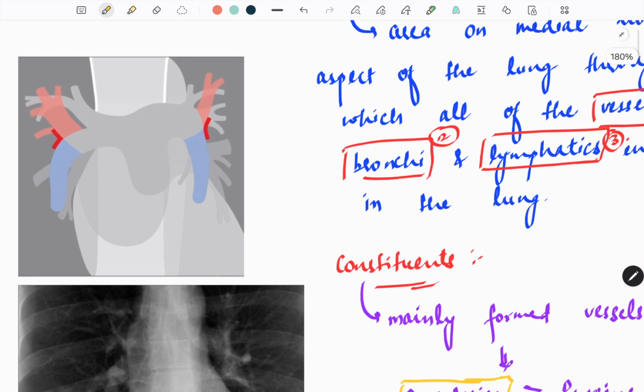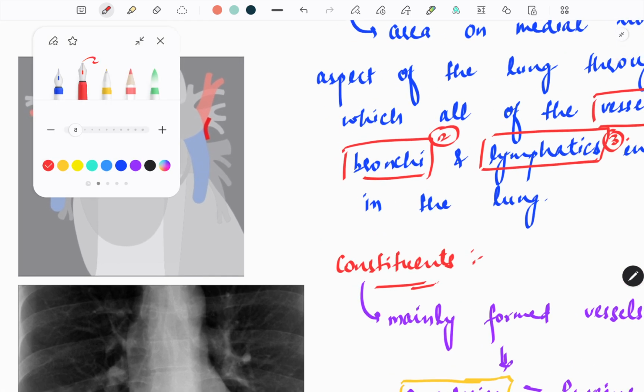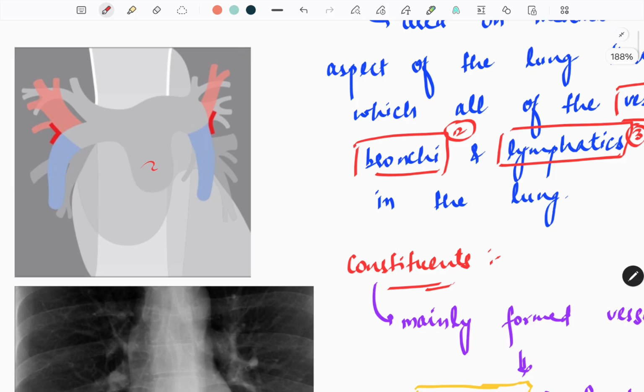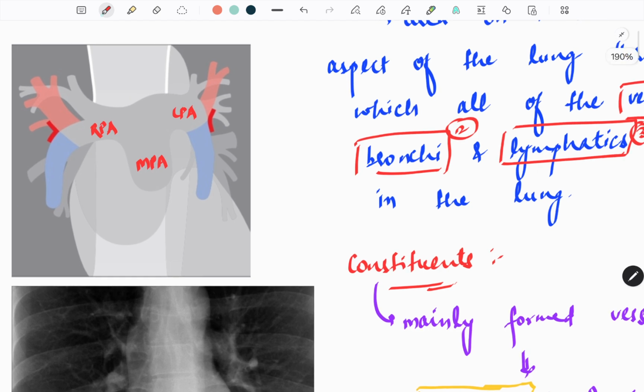For that, we have to understand the anatomy of the hilum. You can see this is the main pulmonary artery. This is the right pulmonary artery. This is the left pulmonary artery. These are the hilums. This is the left atrium here, and this is the pulmonary vein here. This also is the pulmonary vein here.